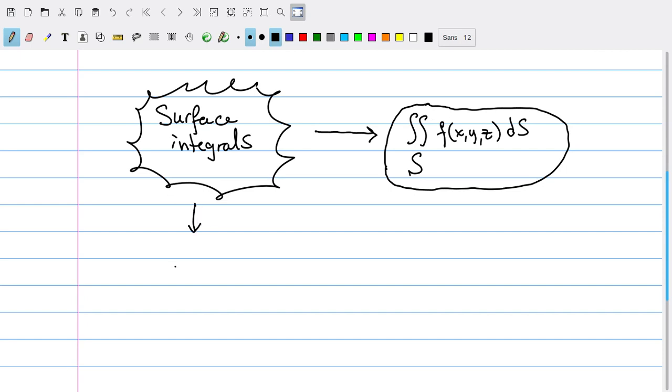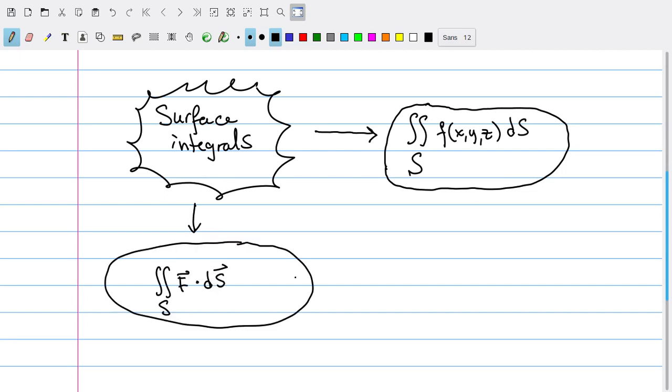Alternatively, we can integrate a vector valued function over the surface, and this is given by the double integral over S of F dot dS with a vector symbol over the top. So S vector is a vector whose magnitude is dS, but it has a direction as well because it's a vector, and it's pointing out away from the surface. So this is something that's defined for what we're going to call oriented surfaces.